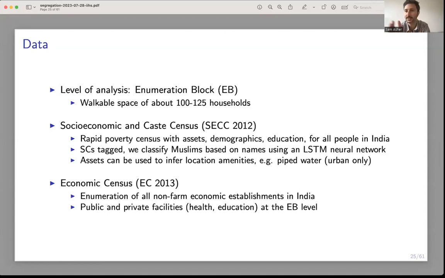We can also use the SECC to see not just private assets, like whether you own a refrigerator or a two-wheeler, but also to infer location amenities, things like piped water. You can only have piped water in your house if the government is in some way providing a piped water network there. The Economic Census, while mostly used to study the private sector, is a complete enumeration of all non-farm economic establishments, both government and private, and it records their sector. So we can see where the government places both schools and health facilities. And that's what we're going to focus on here: disparities in both health and educational facilities.